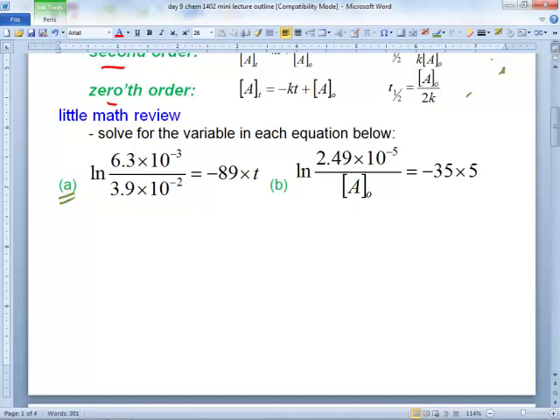Now, the natural log, hopefully you found it on your calculator. It's a little ln. So I would take the 6.3 times 10 to the negative 3, divide it by the 3.9 times 10 to the negative 2, hit equals, then natural log. Right?